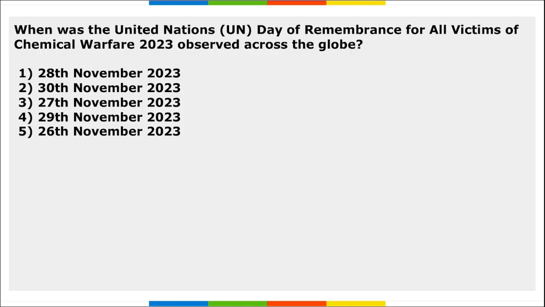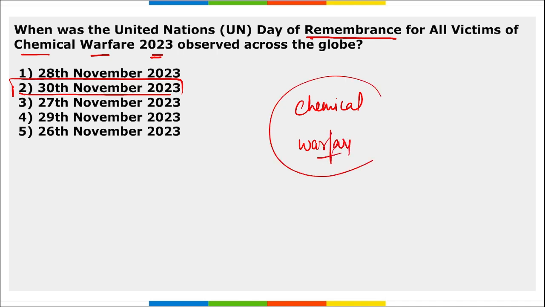Let's start. When was the UN Day of Remembrance for all victims of chemical warfare 2023 observed across the globe? This day was observed on 30th of November 2023, and it is to pay tribute to the victims who lost their lives or have suffered from chemical warfare, right? Because of the chemicals that are used during the war. For the first time, this day was observed in 2016.